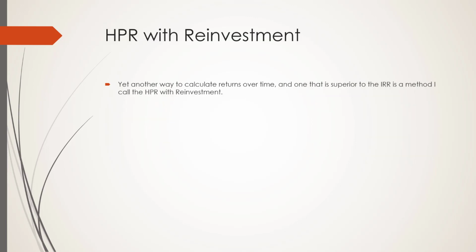All right, now the HPR with reinvestment, this was the second way that we deal with multi-period returns. And this way, I believe, is better generally than the IRR. But again, this is a time-weighted return, and so it's not always appropriate. If you're managing your own portfolio and you control all of the cash inflows and outflows, and you want to know how you did, the IRR or a money-weighted return is a better way to go. But in general, we're going to be evaluating portfolio managers that do not have control over the cash flows. And so the HPR with reinvestment or a time-weighted return is a better way to go.